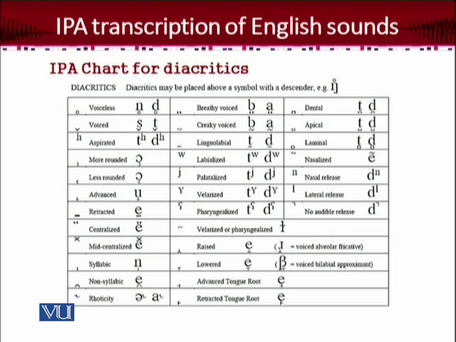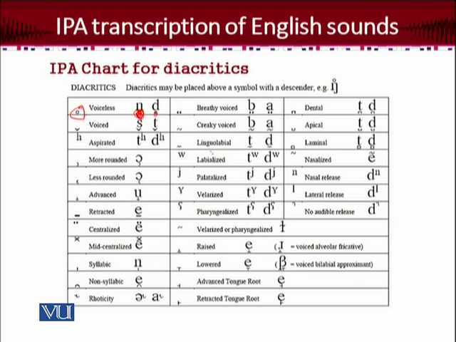And this is the IPA chart for diacritics. Diacritics are small symbols which help us draw the features of sounds which are superimposed. You see, like this is voicelessness. One sound, n and d, they are voiced sounds, but in certain contexts they are made voiceless, right? So this small round below it shows that these are voiceless in the specific context.